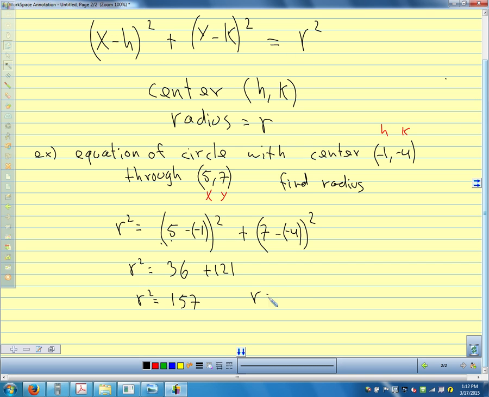We could say that the radius equals the square root of 157 if we needed to know the radius. But all we need for our equation is r squared. So now we can write our equation. X minus h, so x plus 1 squared plus y minus k, y plus 4 squared equals r squared, 157. And there's our equation.